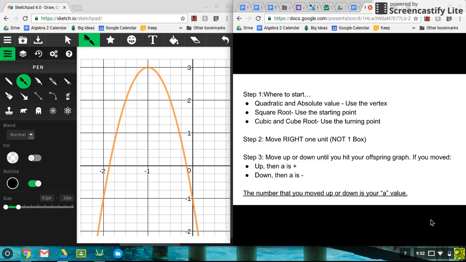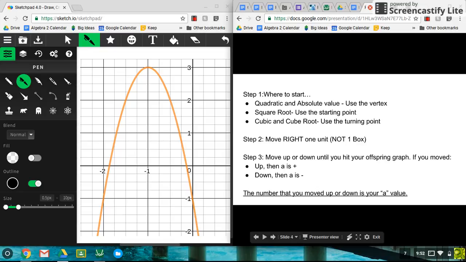So if you don't have your notes about finding the A value out yet, please get them out. They are dated September 28th. Pause the video now and find those notes. Okay, welcome back. So to find the A value, we got to start by finding the function family.